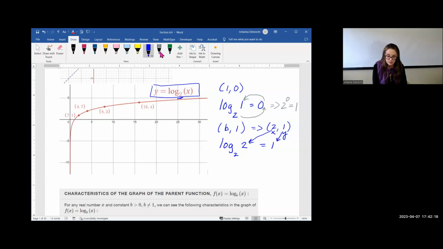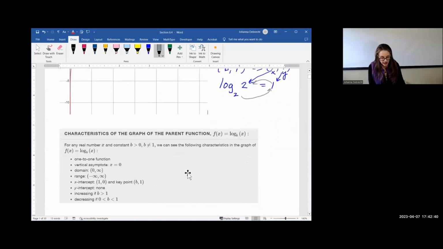Well, that makes sense because, again, we're going to read it in this backward C. 2 to the first power gives me 2. And that makes sense. So every one of these logarithmic equations is going to go through the ordered pair b, comma 1, where b is that positive base not equal to 1.